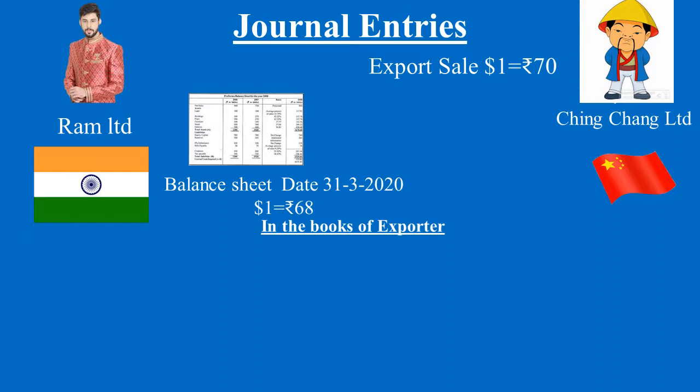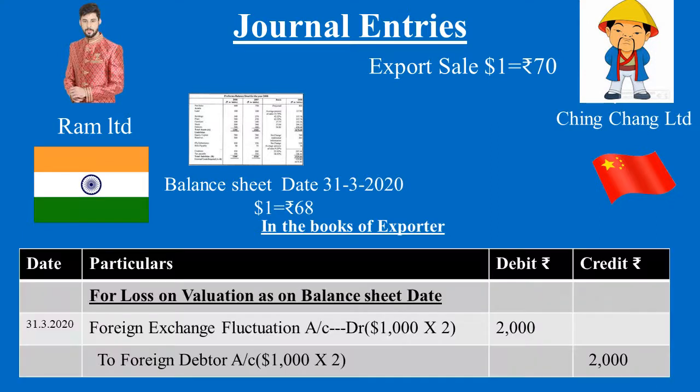So debtor means asset. My asset is reduced by 2 rupees. So if asset is reduced, then it is loss. So we have to debit foreign exchange fluctuation account. So what will be the entry? Foreign exchange fluctuation account debit, $1,000 into 2, that comes to 2,000, to foreign debtor account. So this is the entry for loss on valuation at balance sheet.